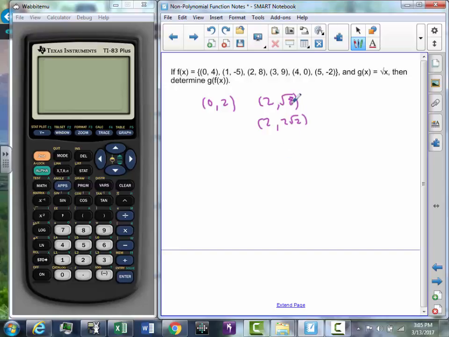You guys see how I got from the 8 to the 2 root 2? Do you guys remember how to do that? You need a quick tutorial. I'm seeing your nodding heads. Do you want a tutorial on this?